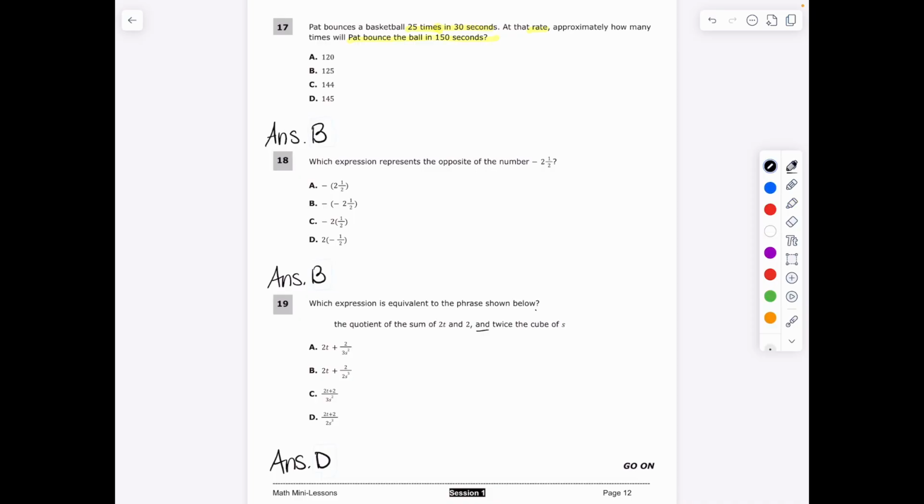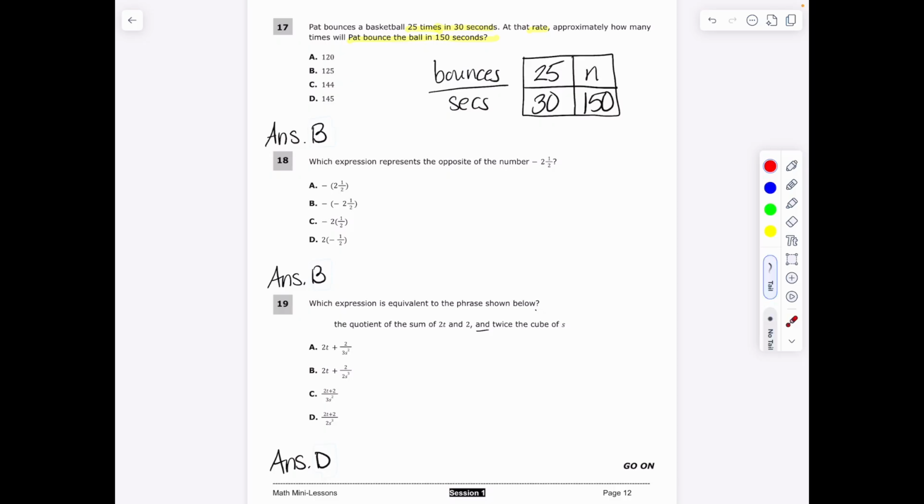So we have times in seconds. Like how many times did he bounce the ball in seconds? And his original rate was 25 times in 30 seconds. And now we want 150 seconds. So I'm going to do this in a different way because, again, there are so many different ways we can do this. You can look for relationship patterns, like how can I get from 30 to 150 using multiplying? This is just another method that you can do.